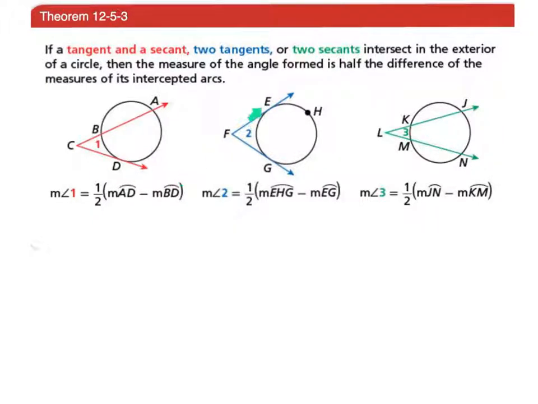Okay, so each one of these angles are all formed by either a tangent and a secant, two tangents in blue, or two secants in green. The angle is equivalent to half of the big arc that's inside the angle minus the little arc. So same thing here. Angle 2 is half of the big arc, like EHG, minus the little arc, EG. Angle 3, the big arc, JN, minus the little arc, KM. Okay, it's half of those being subtracted from each other.